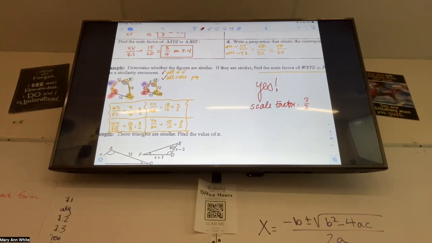Can someone write me a similarity statement? This shape is similar to that shape. Yeah, Nikki?